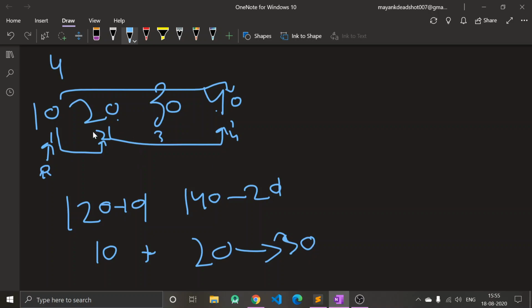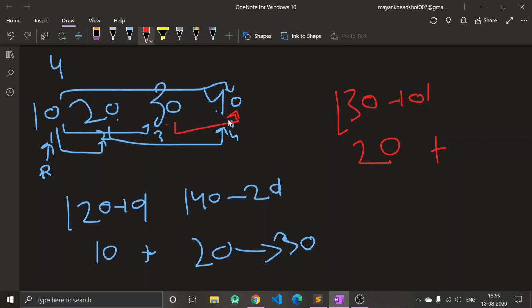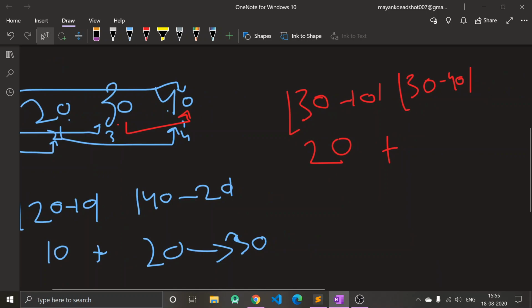Okay, we can also go from 10 to 30. If we go to 30, then what will be the cost? The cost will be 30 minus 10, which is 20. Then from 30 it is obvious that we have to go to 40. Then what will be the cost? 30 minus 40, so the cost is 10, so the answer will be 30.